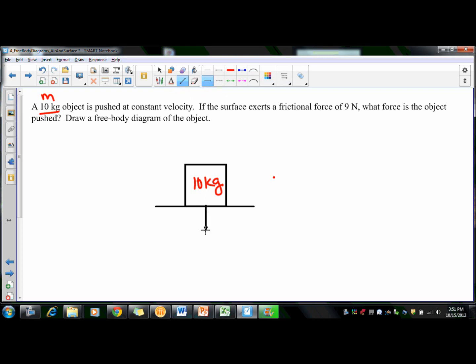We have weight pulling down. We have the normal pulling up. We have a frictional force. And we want to know what is the force that the object is pushed at. So we need to find the applied force. Let's make sure that is nice and horizontal. There we go. Okay, so let's go ahead and label here. The surface exerts a frictional force of 9 newtons. So that's frictional force.